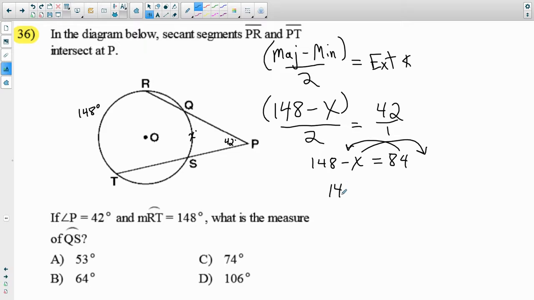So I end up with 148 minus 84 is equal to my positive x. And then I'm going to subtract 84 from 148. And I'm going to get 64 is equal to my x. And here the question was, find the measure of arc QS. QS, I did represent it as x, so therefore it's right here, 64 degrees.